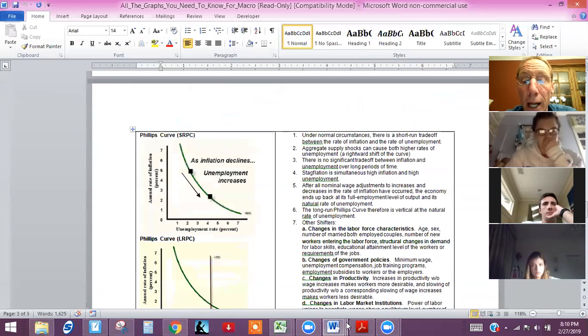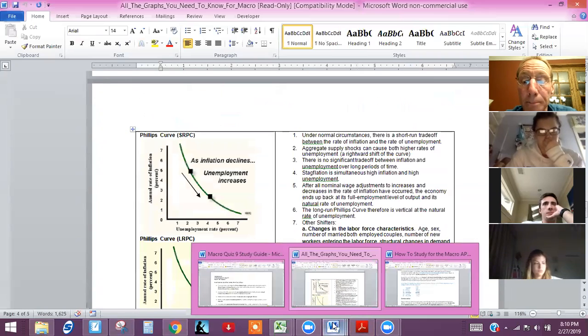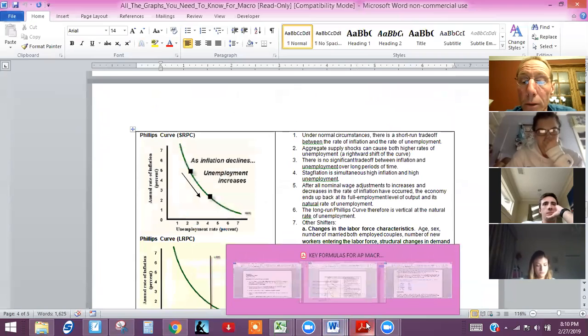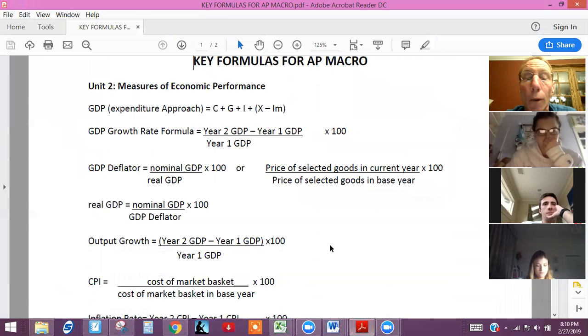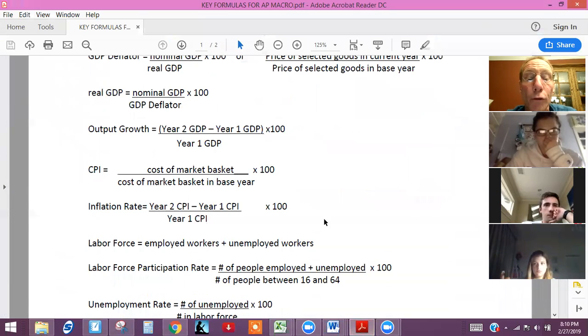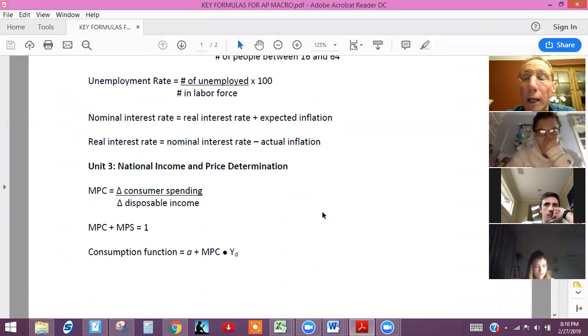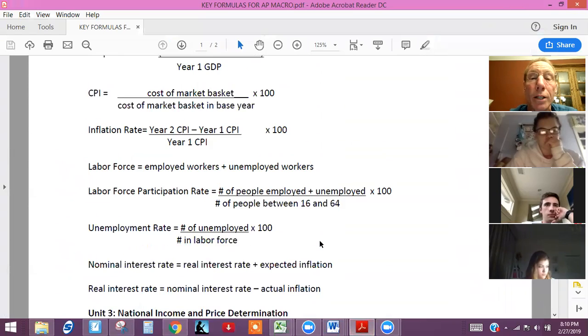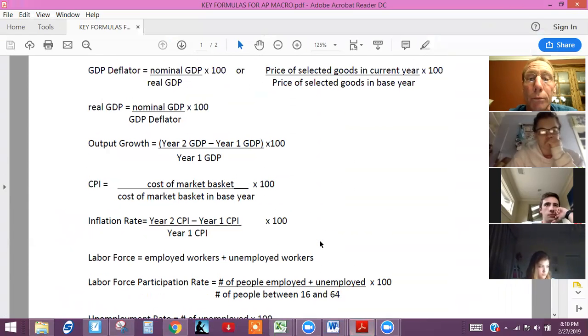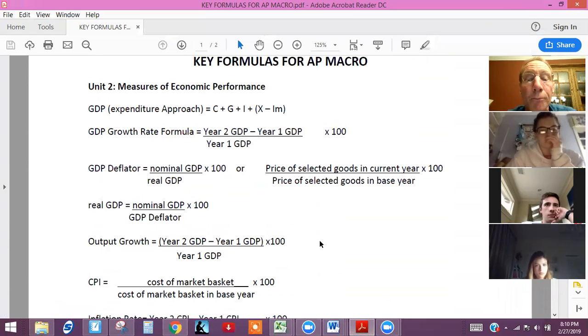And I also sent out a really helpful guide that has all the formulas that you have to know, right? They're all in one spot. Very helpful. So take some time to look at this. You're going to have to know all of these for the exam. You just have to know them. So the more you look at them, the more you're going to know them.